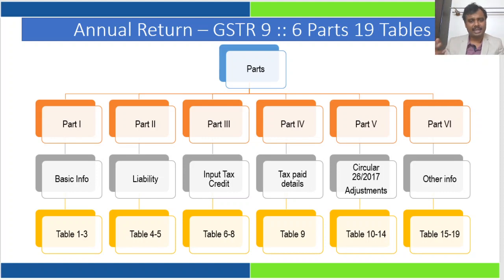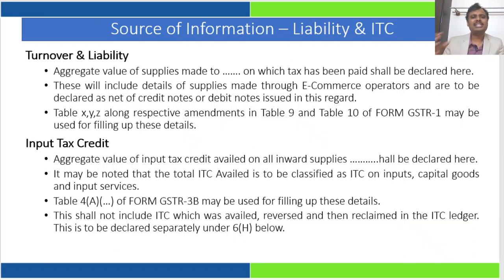Now, the primary question people always get is, what is my source of information for reporting in GSTR 9? The source of information when it comes to the liability is the turnover on which the taxes are paid, which is what needs to be reported. Please note, there might be differences between the turnover within the books, turnover in GSTR 1, and turnover on which the liability is paid in GSTR 3B.